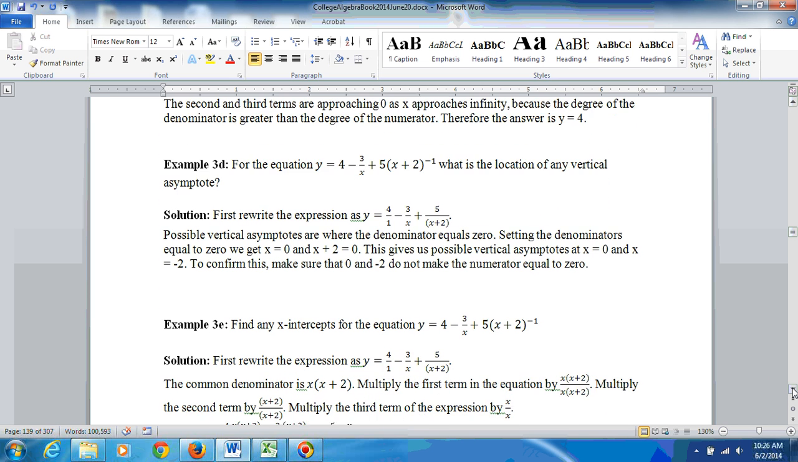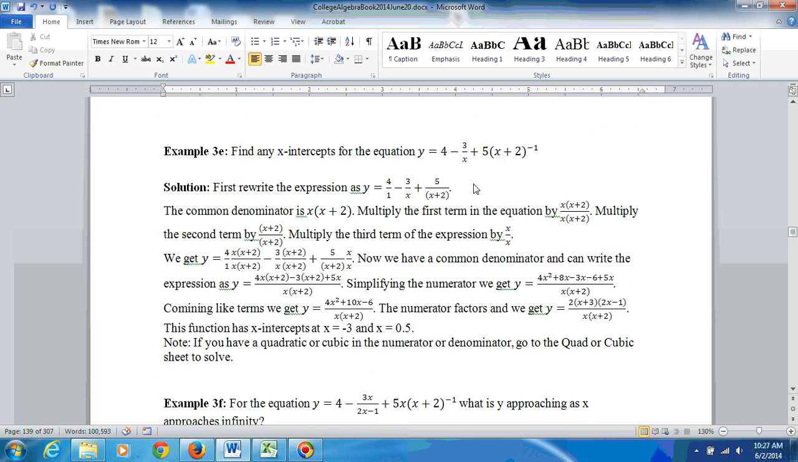X-intercepts are the hardest thing because you would actually have to simplify it. So here is the expression written out. You'd have to multiply this 4, right, as 4 over 1, and multiply the top and bottom by x times x plus 2. You'd have to multiply this 3 and also the x below it by x plus 2 to get a common denominator. And you'd have to multiply this by x top and bottom. So there's your common denominator, and here's your numerator, and then you have to FOIL all that together.